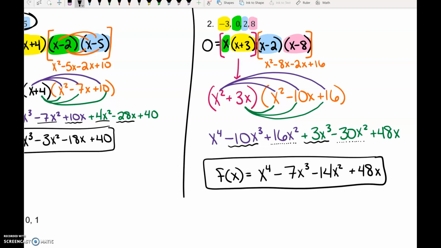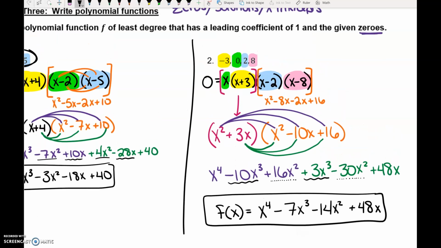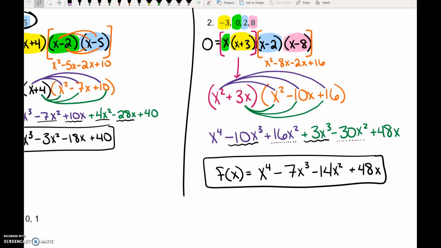Write a polynomial f of least degree. That just means you don't want any extra x's in there. With a leading coefficient of 1. So when you multiply that x in there, it's just a plain x, not a 2x or a 3x. That has the given solutions negative 3, 0, 2, and 8.